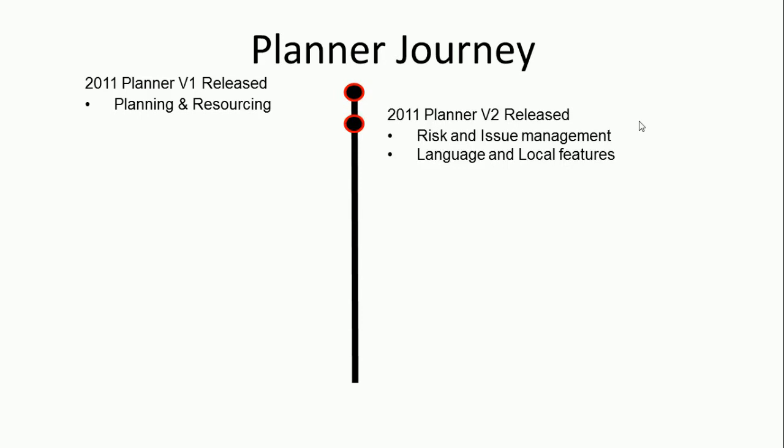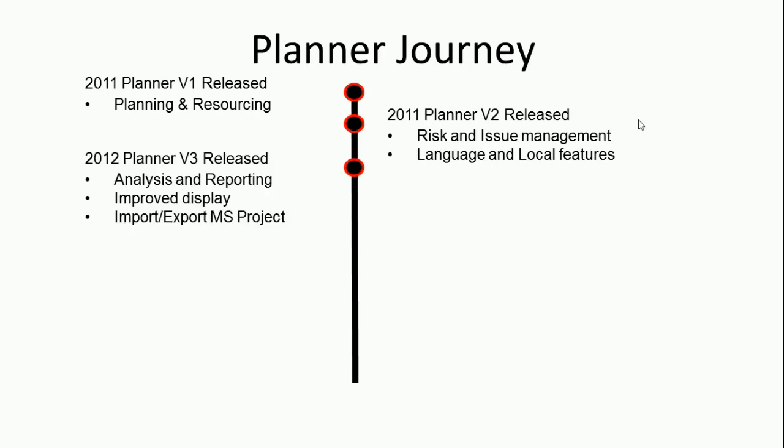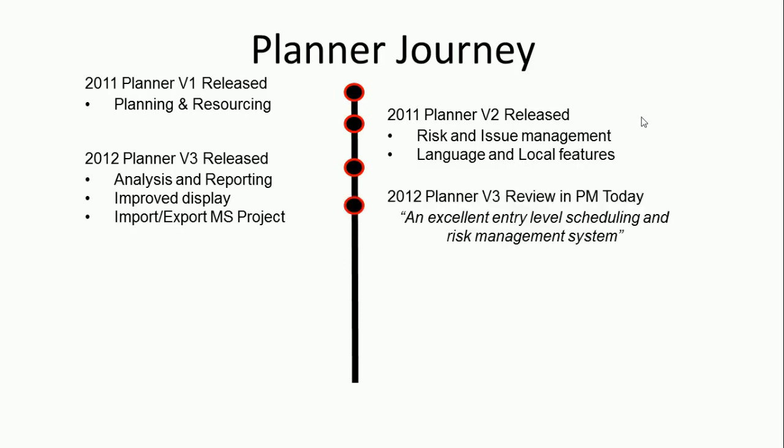We extended that later in 2011 based on really positive feedback to add risk and issue management as well, and language and locale features. The next year, 2012, saw Planner version 3 released, so adding analysis, filtering of task risks and issues, and reporting via printing options, some improved display, and the ability to import and export backwards and forwards with Microsoft Project. So not unsurprisingly, when it was reviewed in 2012, Planner version 3 by Project Manager Today said it was an excellent entry-level scheduling and risk management system.